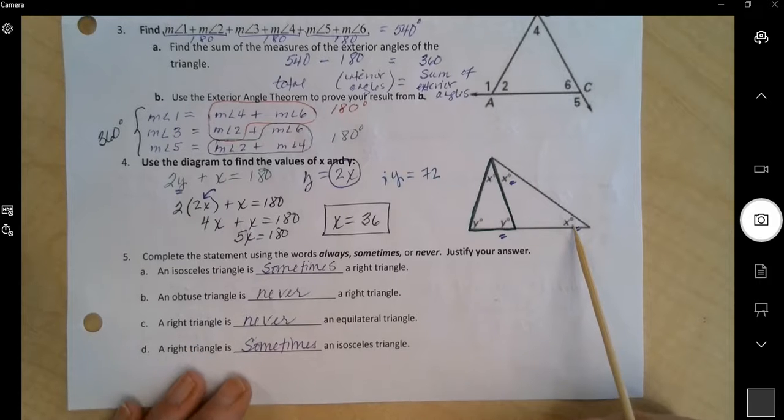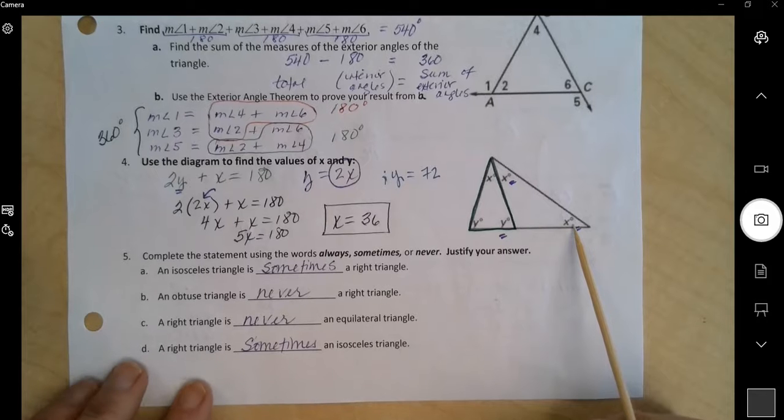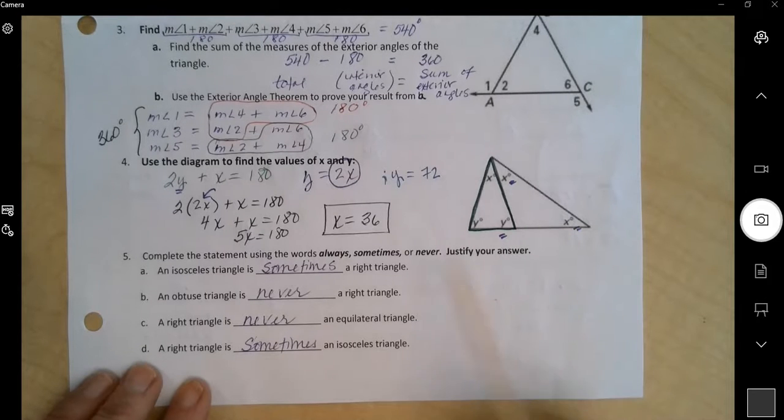Go ahead, Olivia. So why didn't you combine like terms of 4x plus x? I did. So here I just spelled it out. 2 times 2x plus x. This is 4x plus one more x. That's how I got 5x. I did combine like terms. Keep asking. Anybody else?